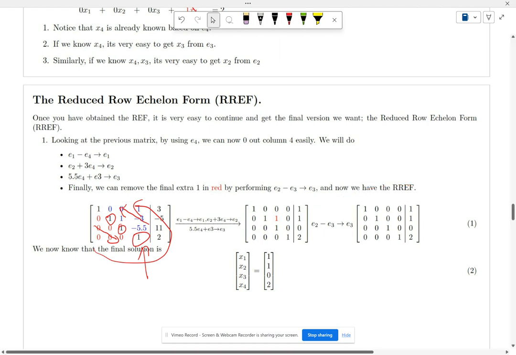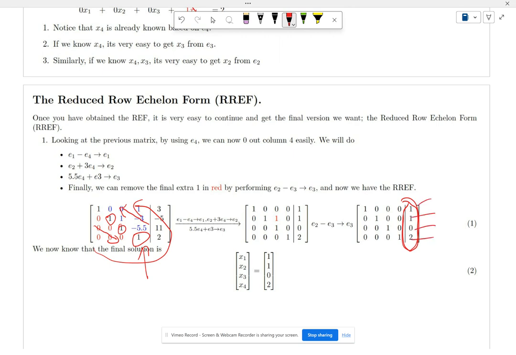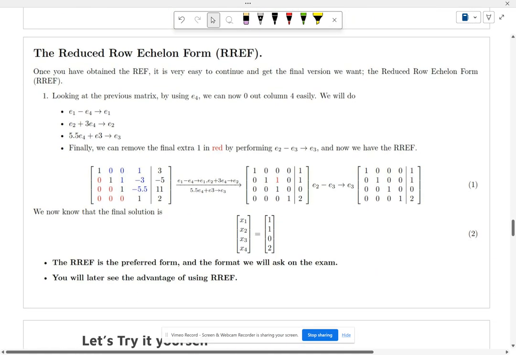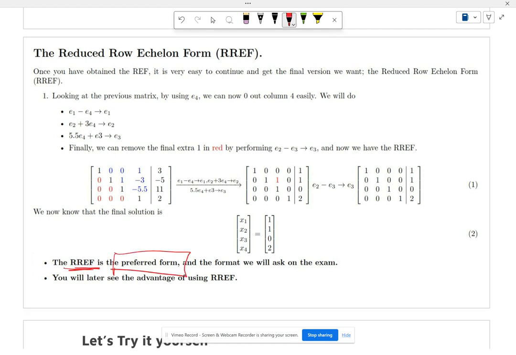And in this final form, the solution is simply whatever is right here, right? X1, X2, X3, X4. The reduced row echelon form is, let me see. Okay. So the reduced echelon form is the preferred form. This is the preferred format, and this is the format we're going to ask for during the exam. And there's a reason. In the next lecture, it'll become more clear why the reduced echelon form is the preferred form.